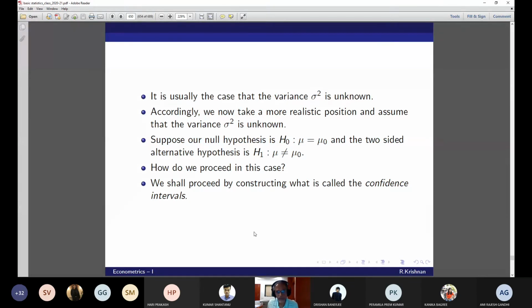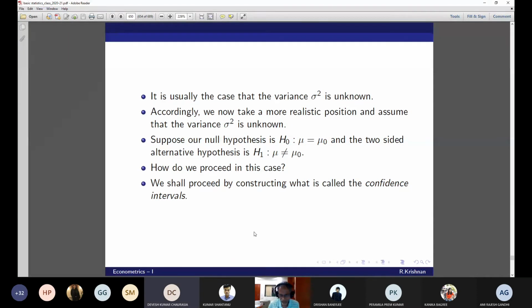Testing the null when the mean is not known is what you're estimating originally. Now the added complication is that the variance is also not known. How do we proceed? We shall proceed by first constructing what is called a confidence interval. What are confidence intervals? With a certain level of probability, we can say that our sample statistic or parameter will lie in that interval.